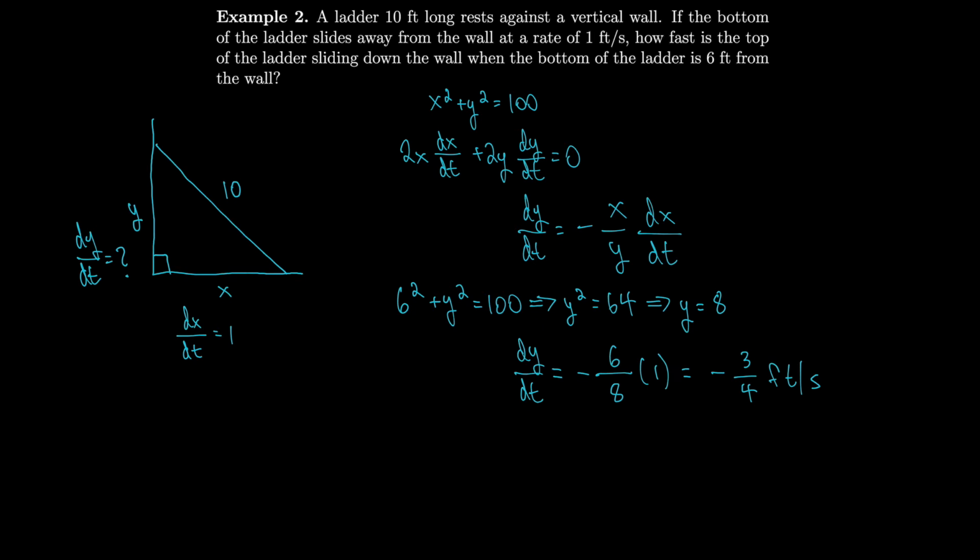So that's how fast the top of the ladder is sliding down the wall when the bottom of the ladder is 6 feet from the wall. And it makes sense, like we said, it's negative because it's going down.